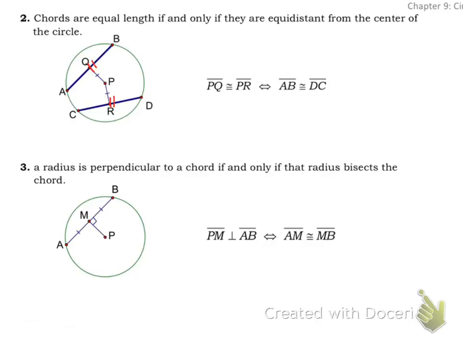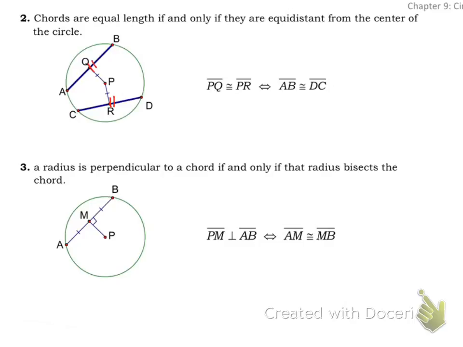A radius is perpendicular to a chord if and only if that radius bisects the chord. So that means anytime I draw a distance from the circle to a chord, it automatically makes a right angle, and it also creates two equal sections.